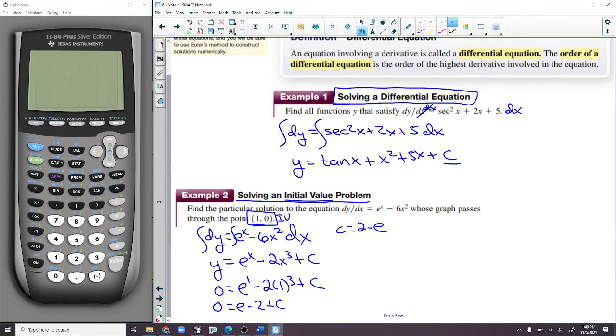Well, now we go to this spot right here. We take that and we plug it in for that c right there. So the final answer is y equals e to the x minus 2x to the third plus 2 minus e. So there's the function, and we have enough information to find c. We have that point.